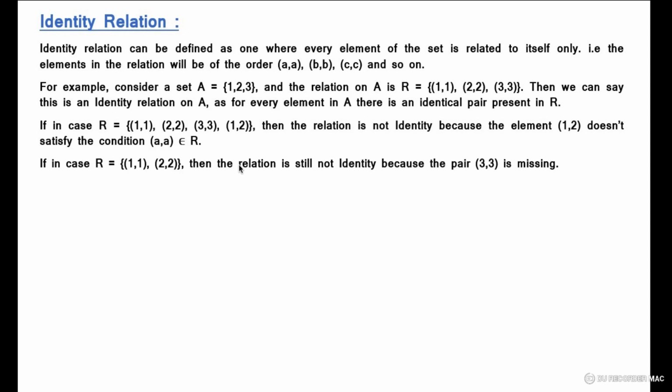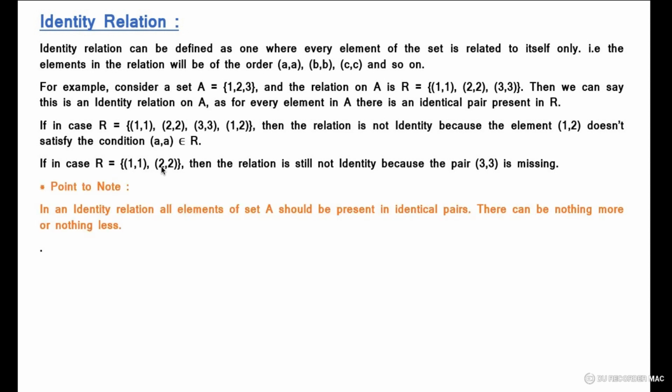Next, another example. If R = {(1, 1), (2, 2)}, what in this case? You have 1 and you have its pair (1, 1). You have 2 and you have its pair (2, 2). Is this relation identity? No. This is also not identity, because we have a pair missing, which is (3, 3). So all elements of set A should be present as identical pairs in the relation. Only then can this relation be called an identity relation. Even if one pair is missing, that relation can't be an identity relation.